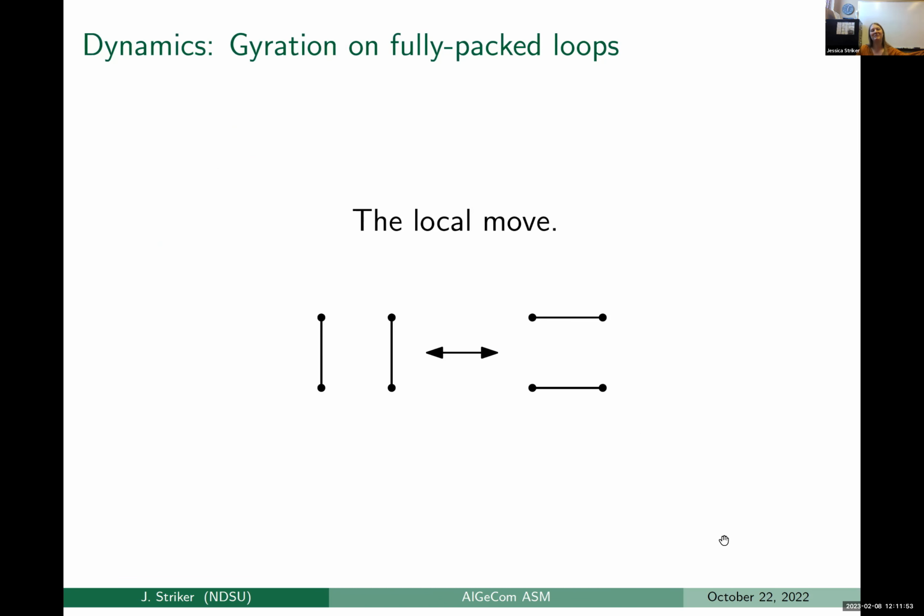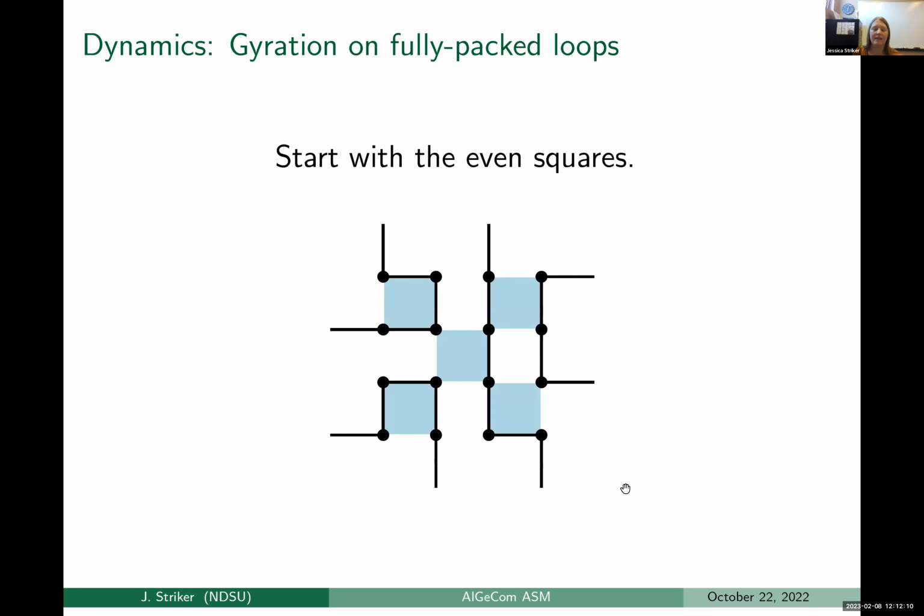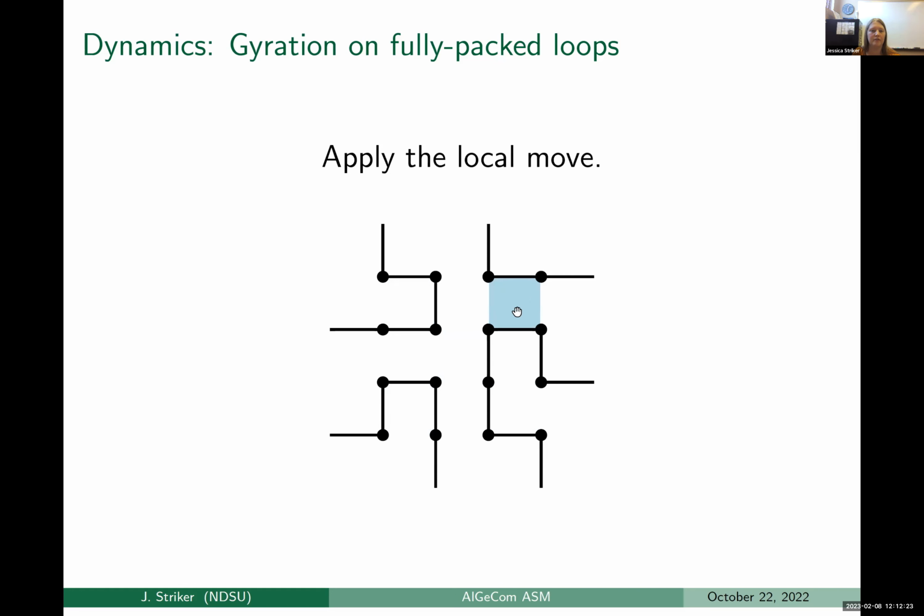All right. So here's what we're going to do with fully packed loops. We're going to look for spots that have 2 vertical lines or 2 horizontal lines, and then do this move, transitioning from the vertical to the horizontal. And we're going to do this on all the even squares. So color your fully packed loop like a chessboard and just look at the even ones. We'll call this parity even. This is the only one that has just the vertical or horizontal configuration, and so we'll flip that.